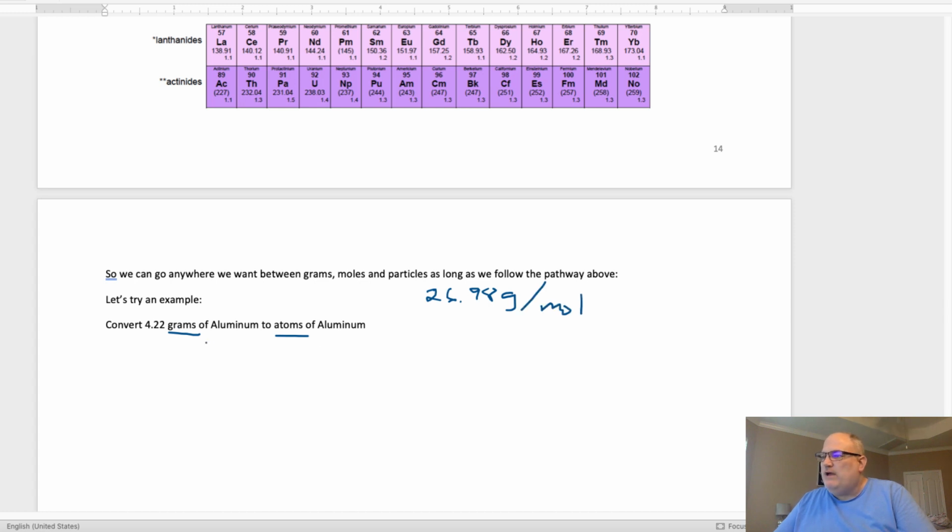But we don't want to go from grams just to moles, which is what this would allow us to do. We want to go from moles to atoms. And we know this other conversion. We know that 1 mole is equal to 6.022 times 10 to the 23rd of any particle. In this case, the particle is an atom.